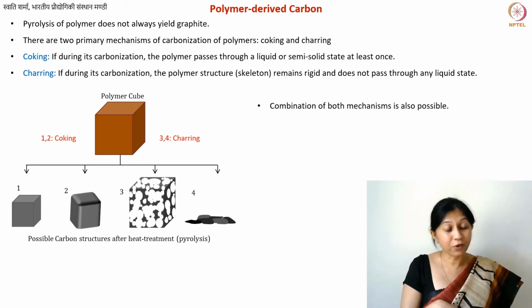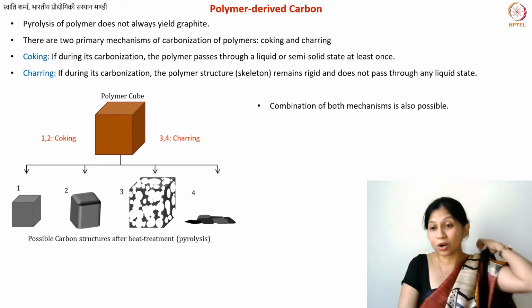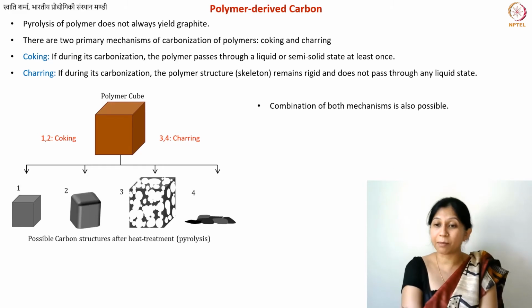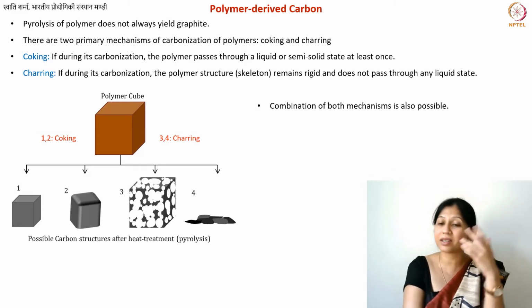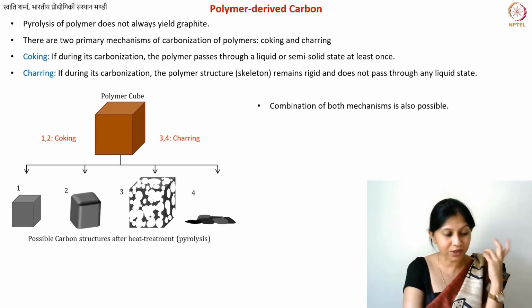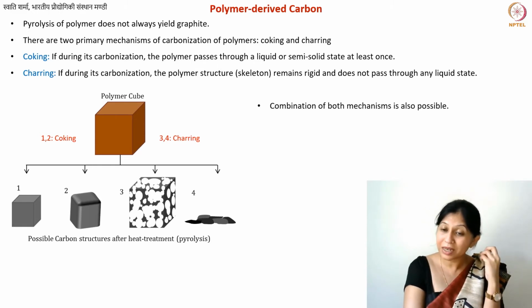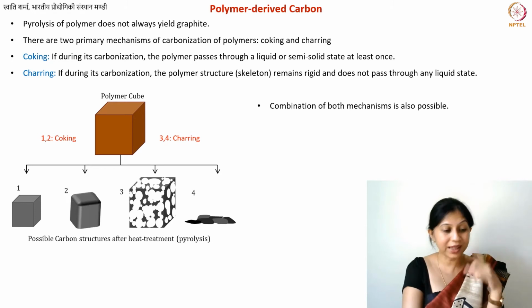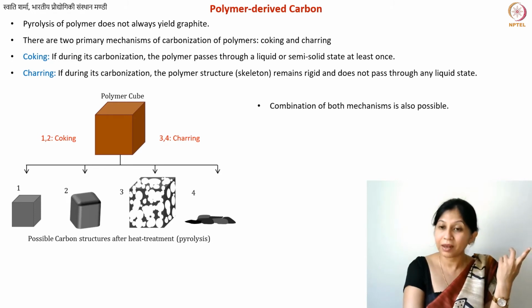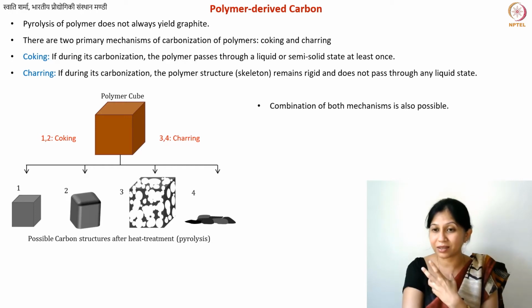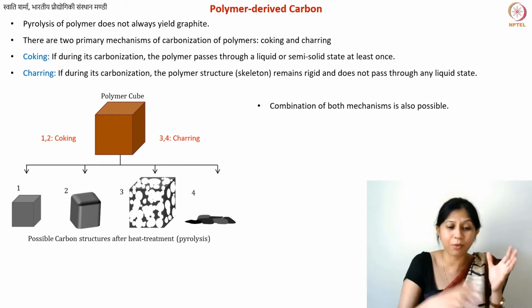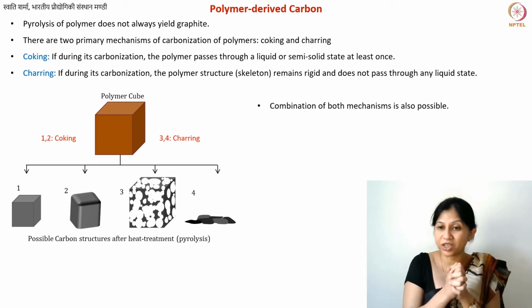Now, for certain polymers, you may even have a combination of both. For example, initially the polymer does not become soft, but at a certain higher temperature, because of certain chemical reactions, it goes through some softening. On the other hand, it can also happen that the polymer does go through softening in the beginning, but later on it has a certain charring mechanism. So at some point the structure becomes rigid, and then you only get shrinkage.